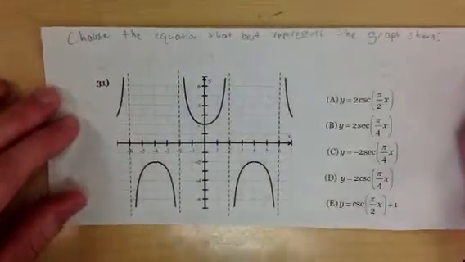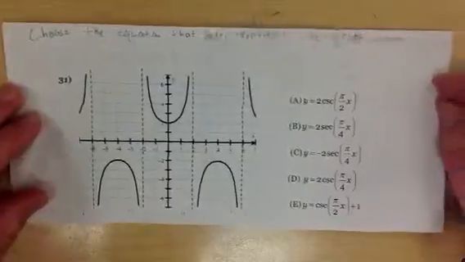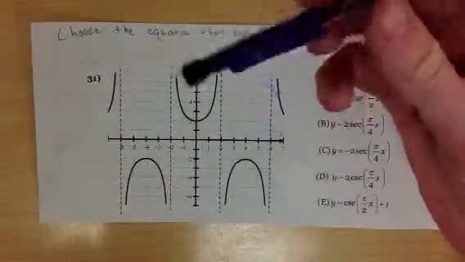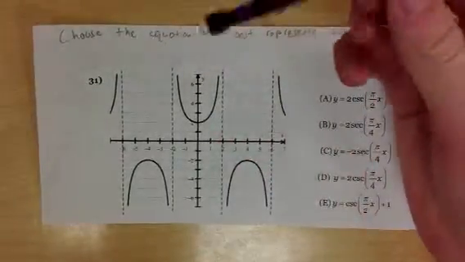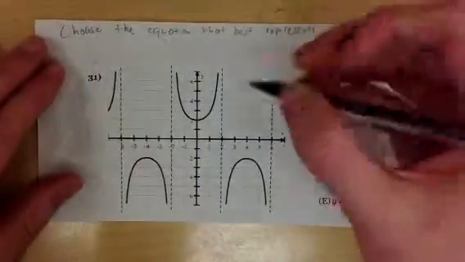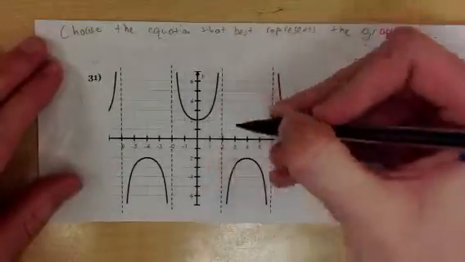Alright guys, we have question number 31, and in this question it says, choose the equation that best represents the graph shown. And for this, we have a graph that goes over the y-axis. And we know that cosecant can't do that, so it has to be a secant graph. And so to begin, we see that these graphs start at 2 and -2.